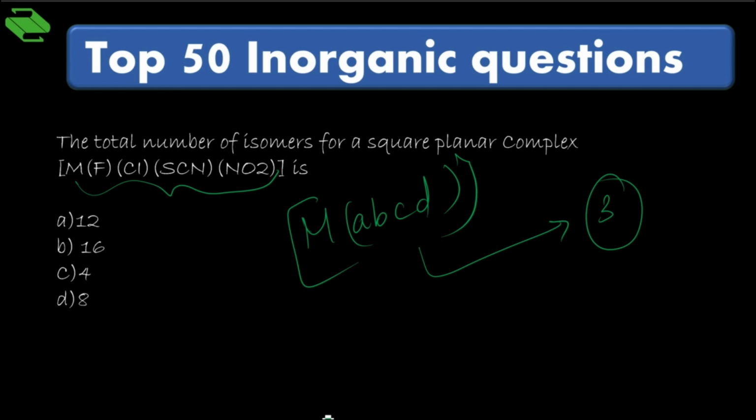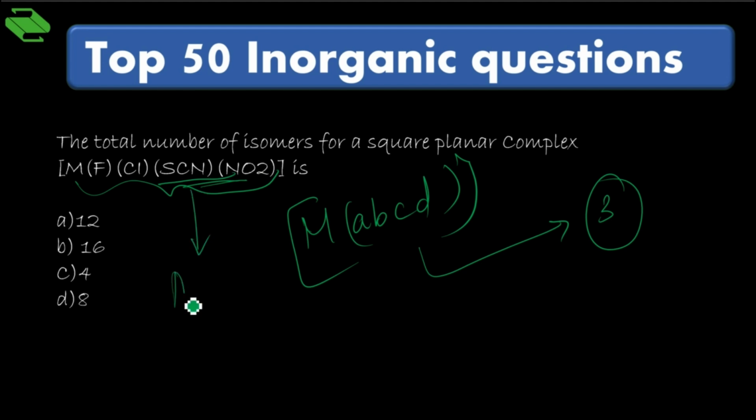In the list I have given you, you must have memorized that. You must have understood and memorized that. So 3, but 3 is not in the options. Then what would be the right answer? Here you have to check one thing. They are not asking about general geometrical or any optical isomers. They are asking about the total number of isomers.